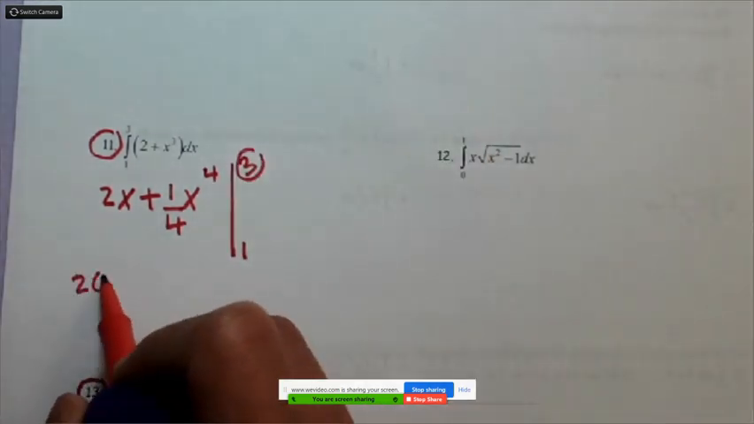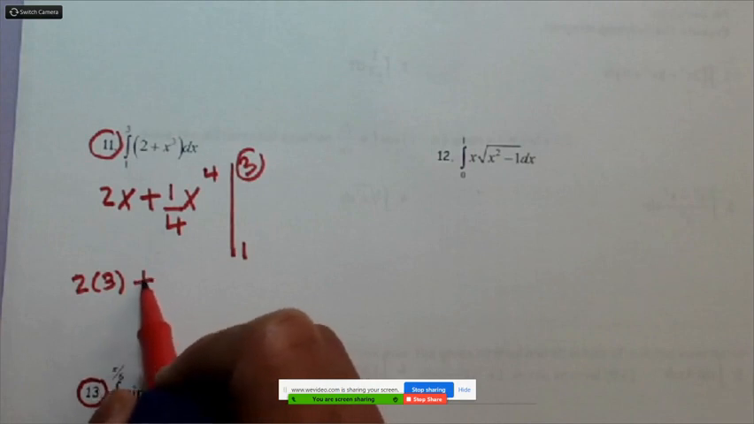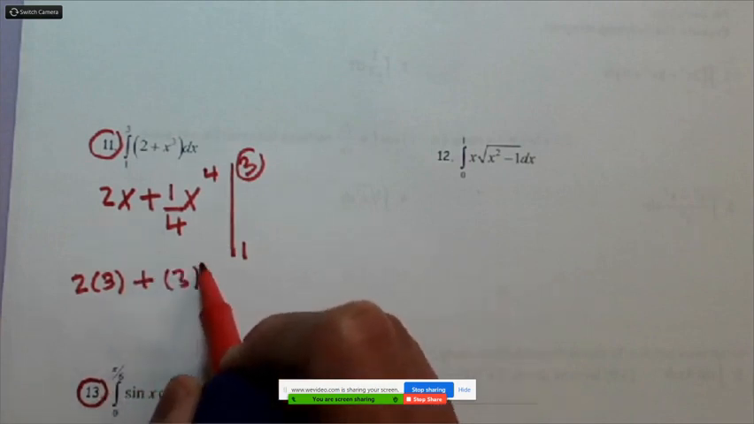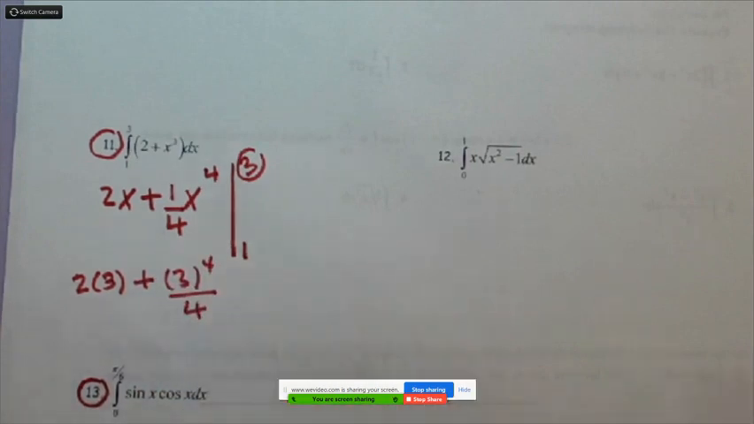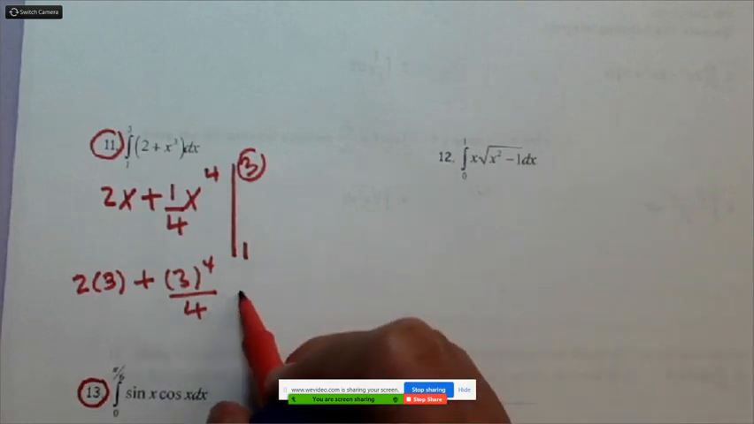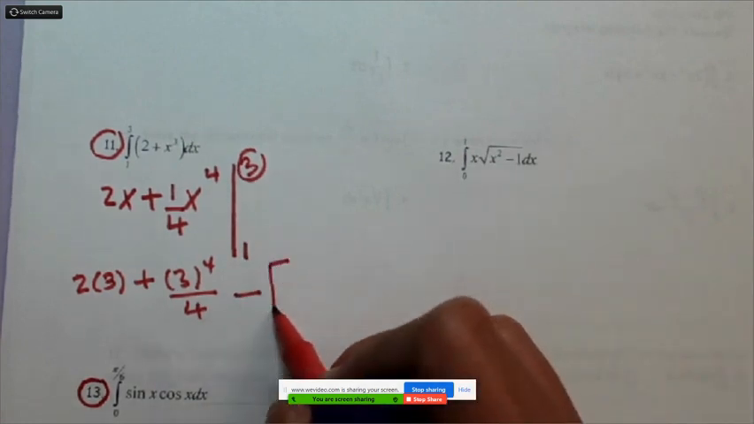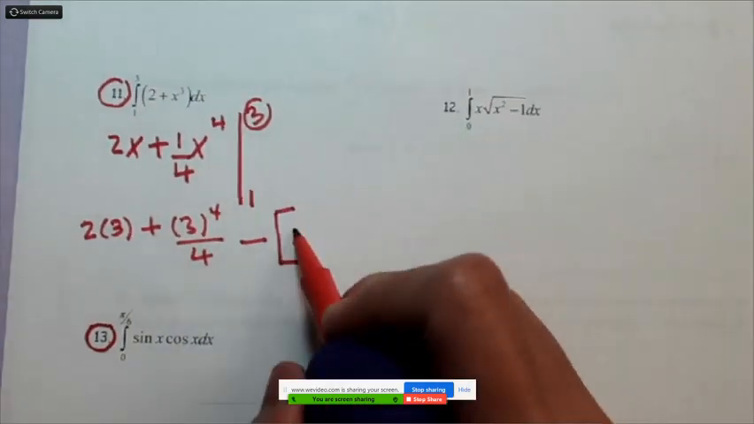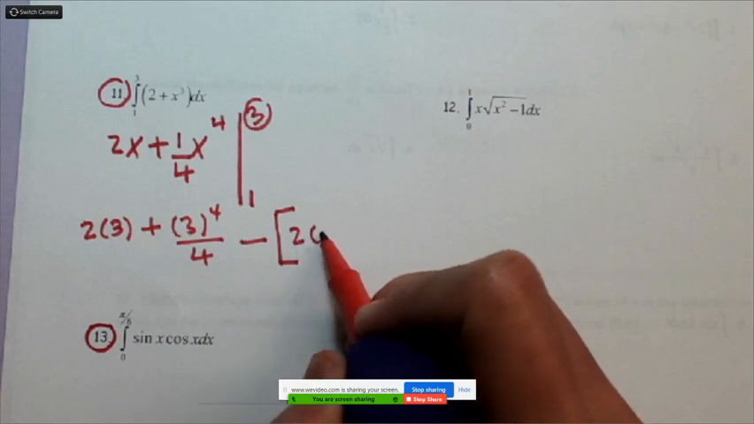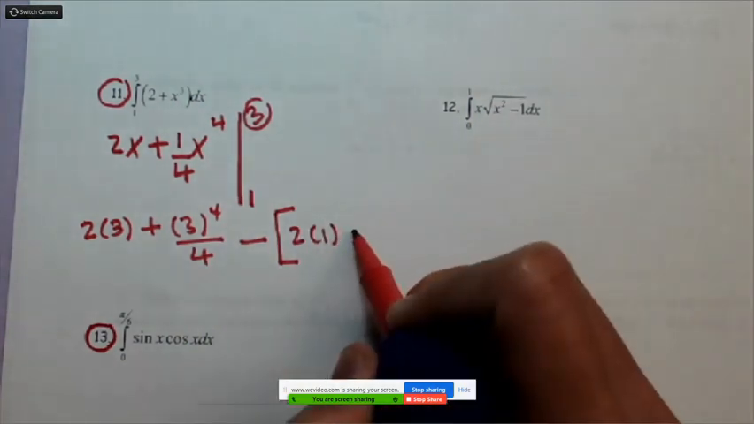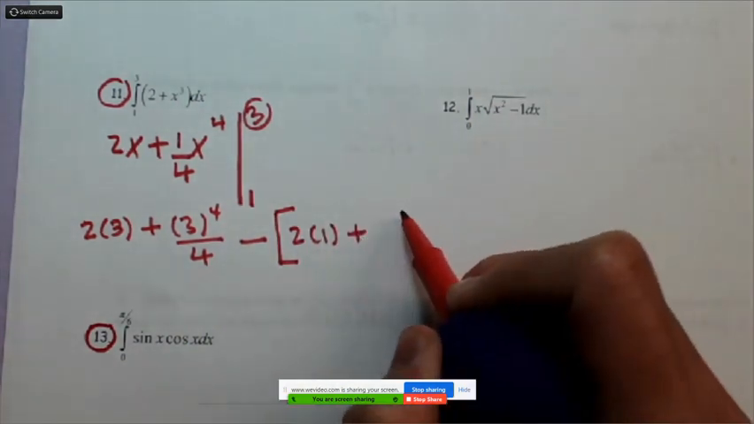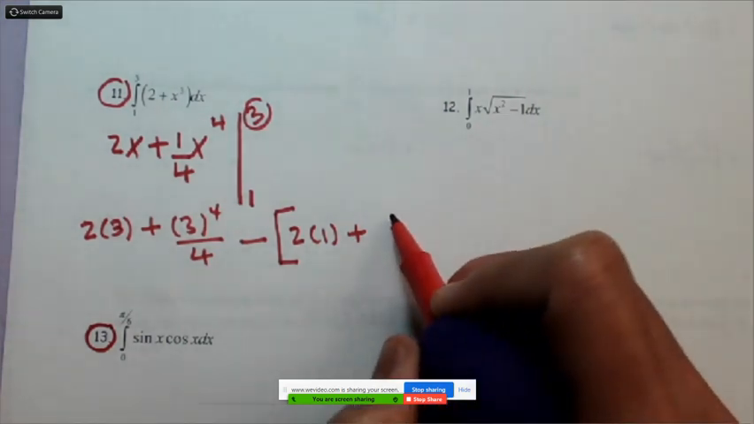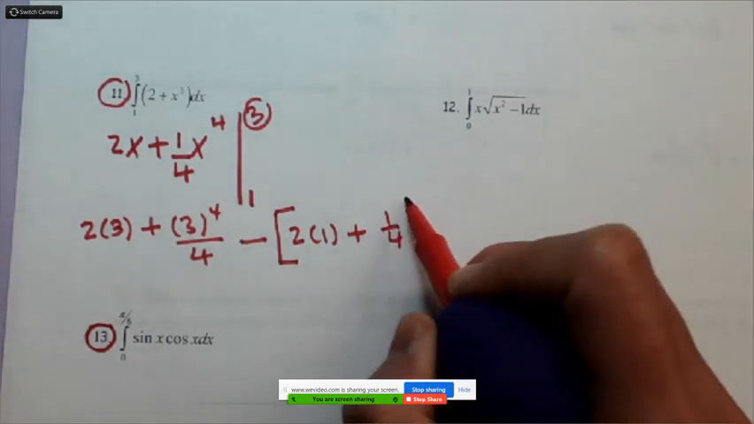So let's plug in my 3 as my upper bound first. 2 times 3, and then we have plus 3 to the power of 4 over 4, just to make that simpler. And then when I do minus, you have to put parentheses, because that negative is going to distribute to every component after. So we have 2 times 1, and then plus 1 over 4. Okay.